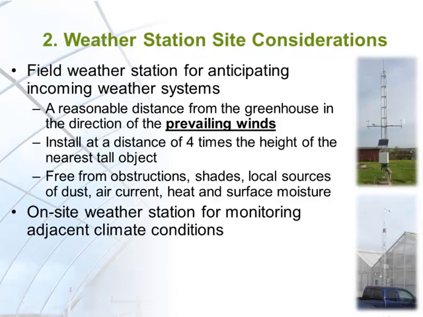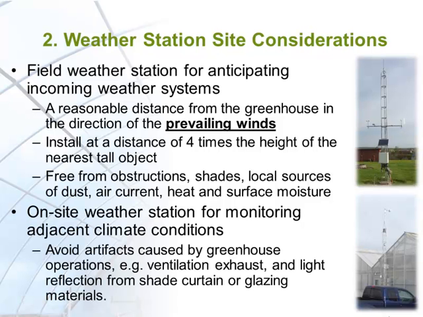For an on-site weather station, stay clear of local influences for the most representative information. For example, ventilation exhaust temperature is not representative of outdoor temperature. Light reflection from shade curtain or glazing material can affect light level measured. In addition, local air turbulence can affect wind direction and wind speed measurements.